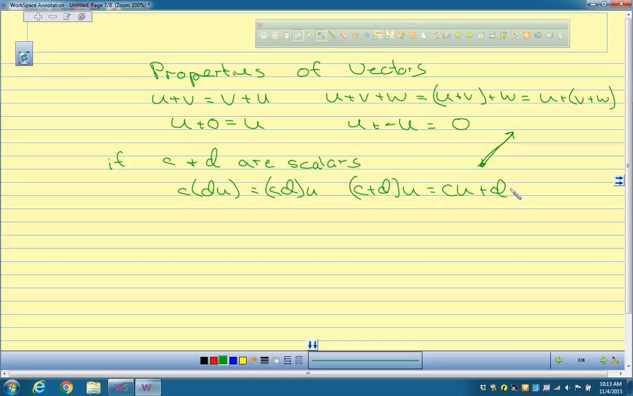Hey, it's like two colleges, right? Go cu. So if you have two scalars, say this is like 5 and this is like -3, and this is some vector, so pretend that that's -1, 4 or something like that. What this says is I can add these together and then multiply by this vector, or I can multiply c times u and d times u and then add them together, okay? And that's it.